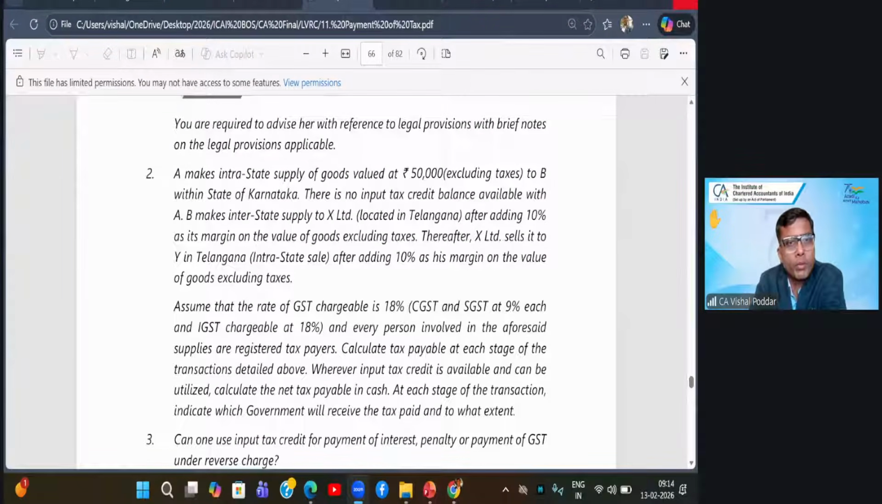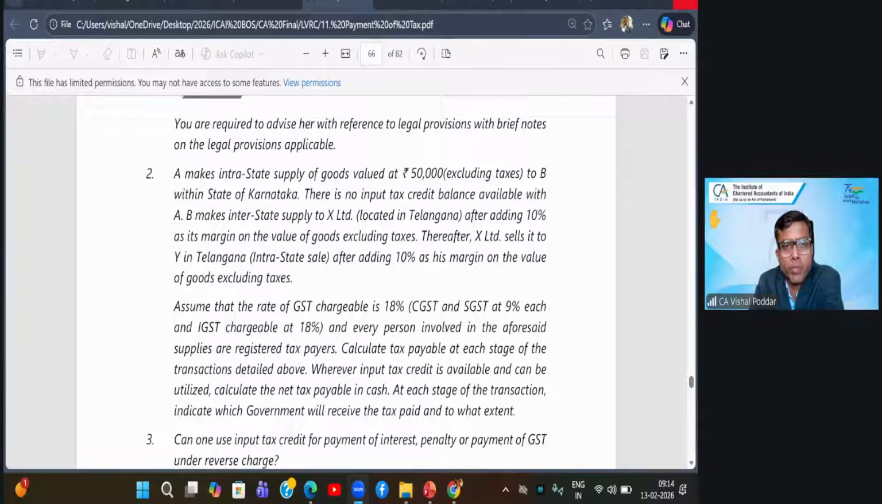A makes intrastate supply of goods valued at rupees 50,000 excluding taxes to B within the state of Karnataka. There is no input tax credit balance available with A. B makes interstate supply to X Limited located in Telangana after adding 10% as its margin on the value of goods excluding taxes. Thereafter, X Limited sells it to Y in Telangana, an intra-state sale, after adding 10% as its margin on the value of goods excluding taxes.